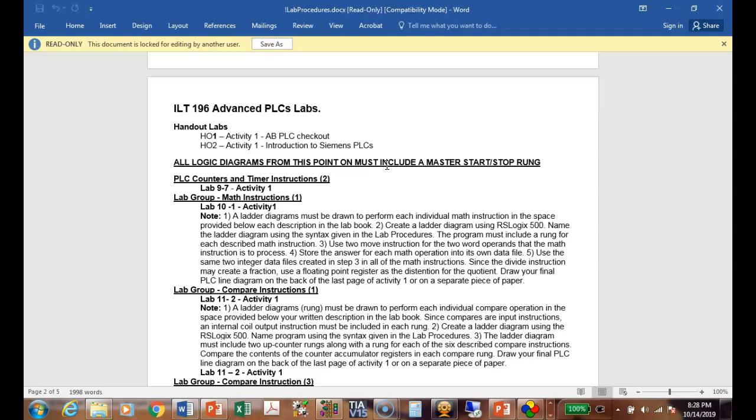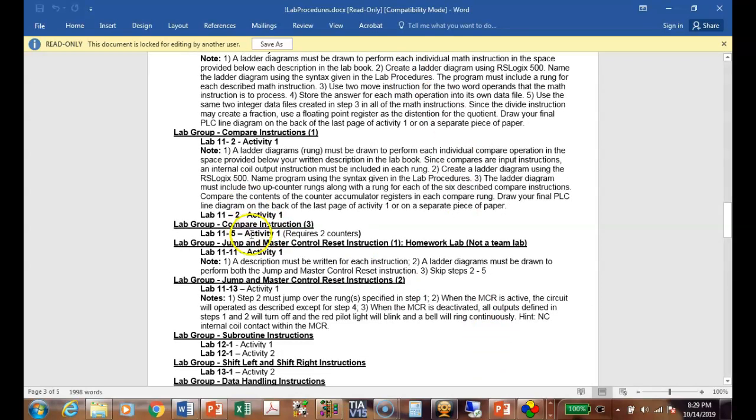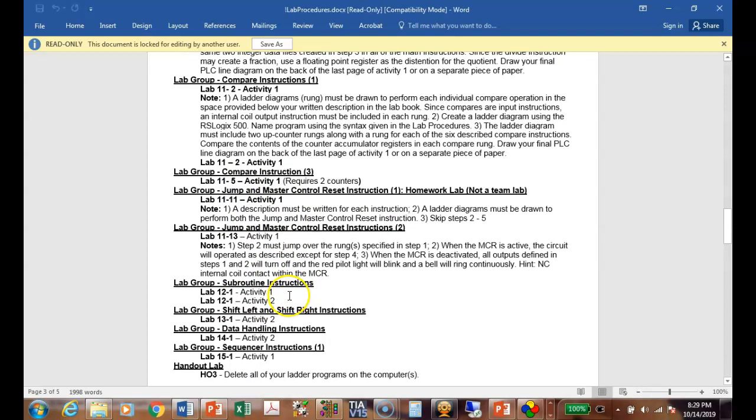So we're going to do activity 1 in lab 10. In activity 11-2, we're going to do 1 and what? 1. Then our compare instruction. Here we're only going to do 1, 1, 1. In fact, the only time we're going to get into 2 is later.